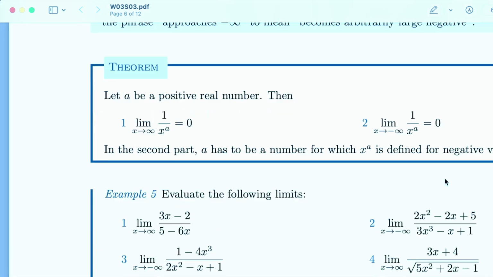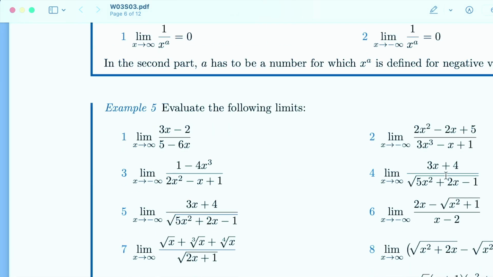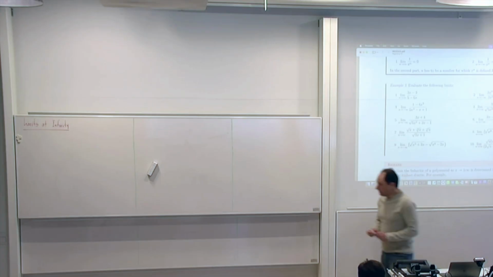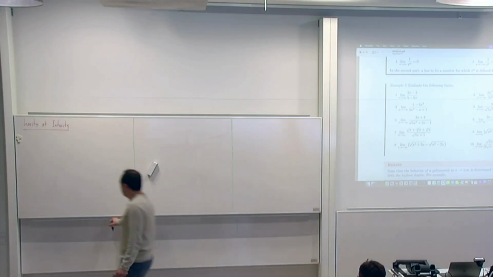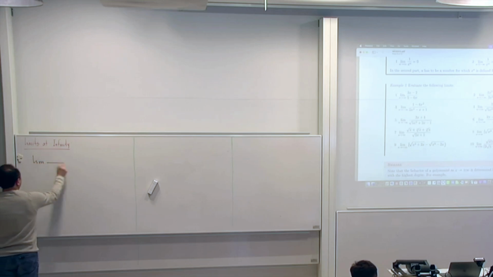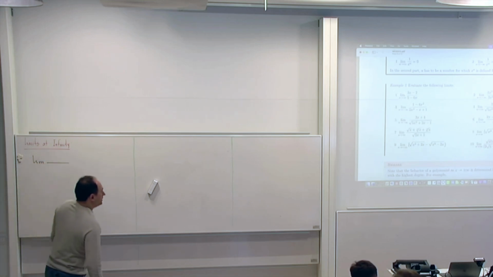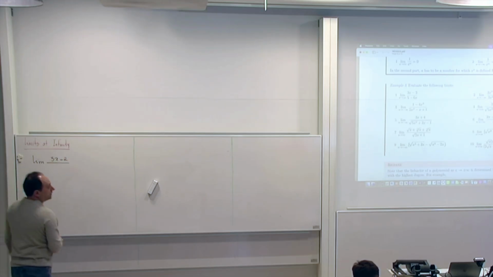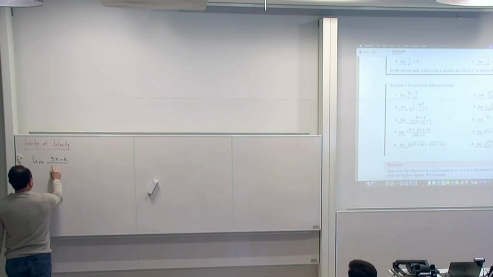Okay, so let us start solving these examples. I will not be able to solve all of them, but I will pick some of them. Let us take some of the first few ones. So I want to calculate the limit of 3x minus 2, divided by 5 minus 6x, as x approaches infinity.